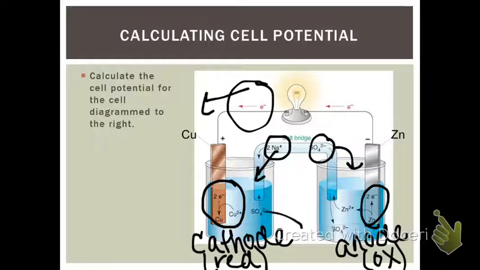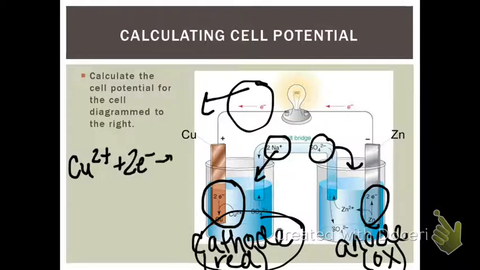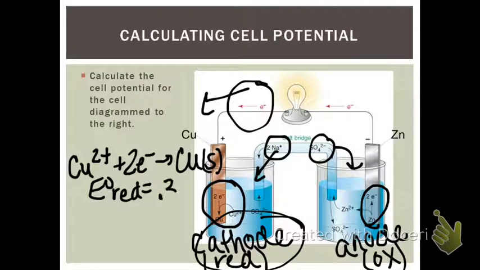Now, remember, the chart is listed in terms of reduction. So I can find this one's half reaction from the chart. And if you look, you'll see copper 2+ plus 2 electrons becomes copper solid. And if you reference that chart in your notes, you'll notice that its cell potential for reduction is listed at 0.34 volts.